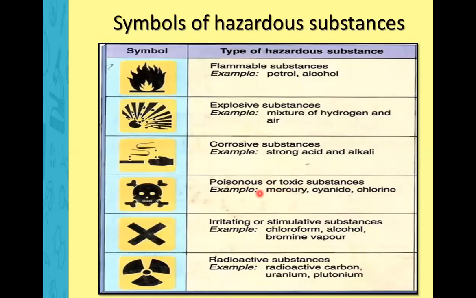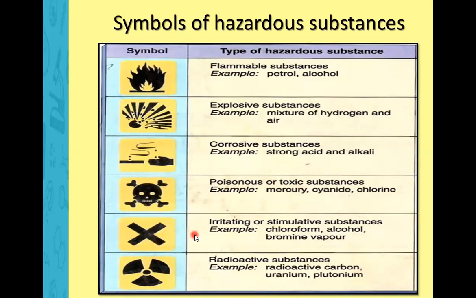Means when the poisonous or toxic substances come in contact with the human body, with all living things, they immediately lead to death, like mercury, cyanide, chlorine. When they come in contact with our body, with the living organism, it leads to death, injury or harm to any organ, right?